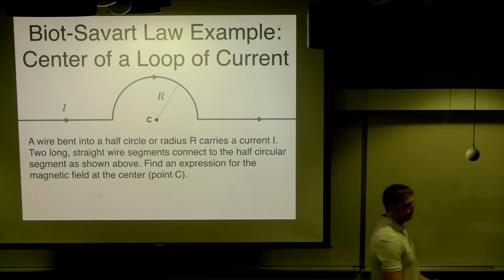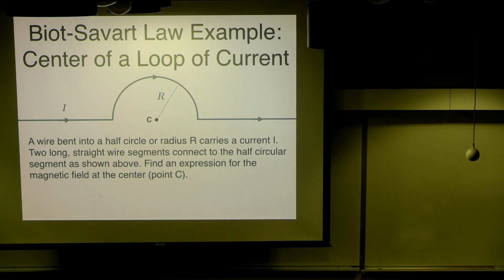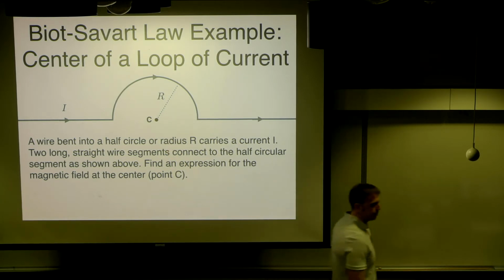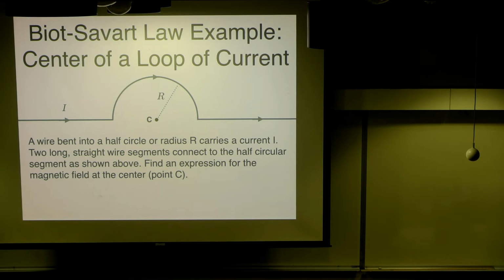What we want to do here is find an expression for the magnetic field at the center, which is point C on our diagram. So let's go through that, see how it works out.